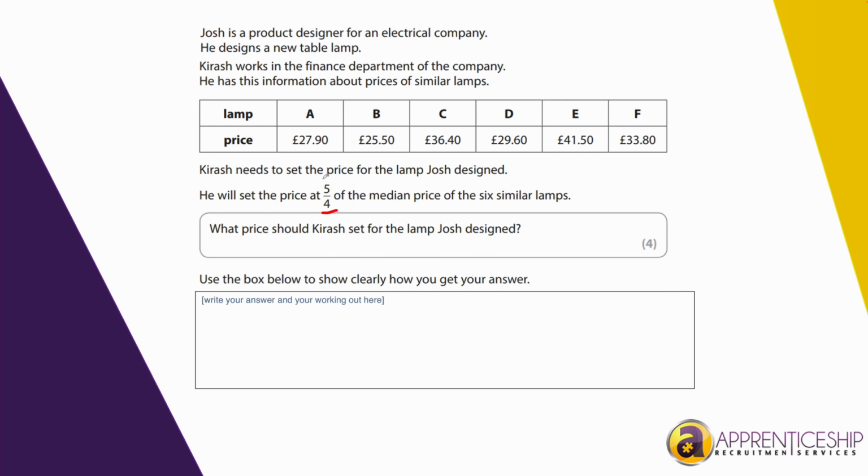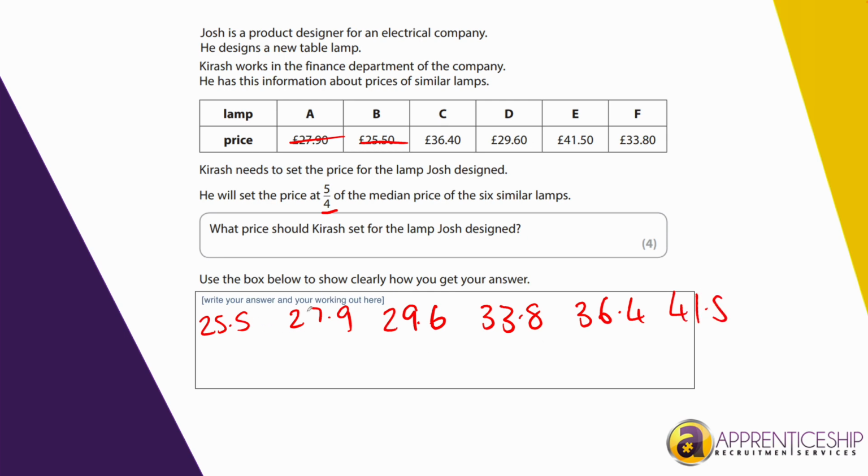So we ignore the fraction to start with. We need to obviously work out the median. So we put these in order. So 25.5, 27.9, 29.6, 33.8, 36.4 and 41.5. 1, 2, 3, 4, 5, 6.